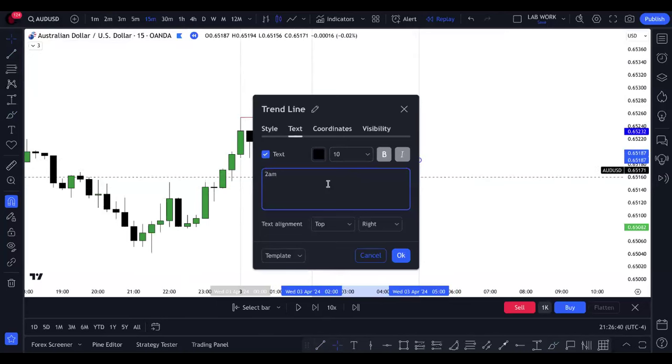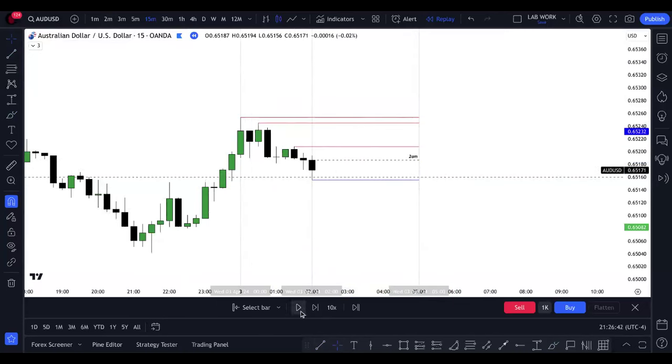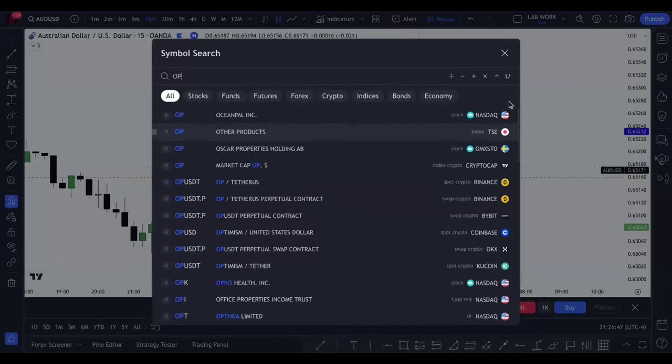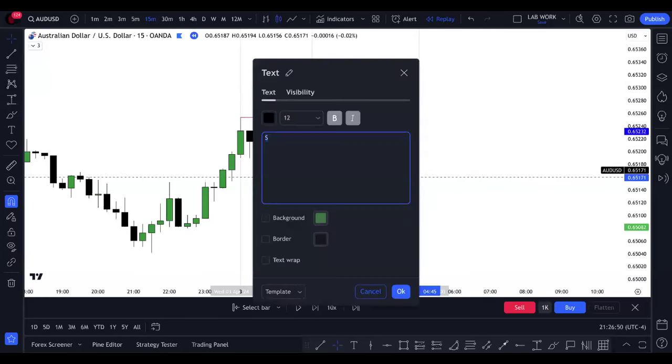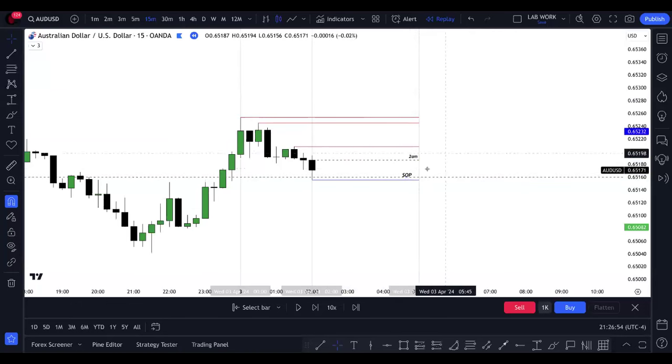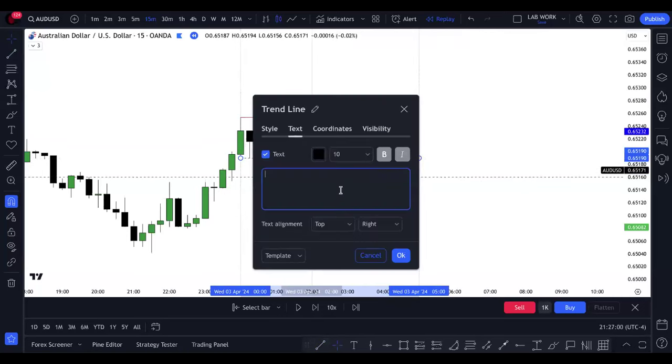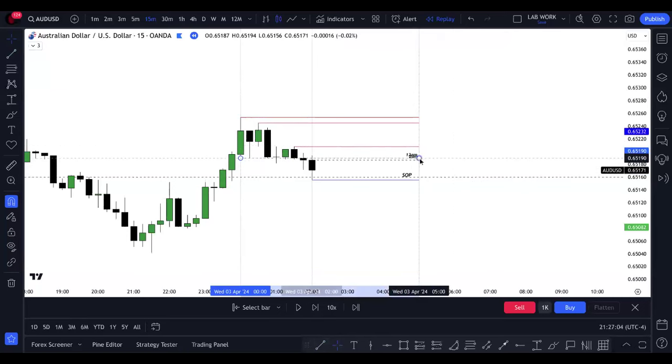That's 2 a.m. open. Once again, this is Sunday's opening price, SOP. Oopsie. SOP. Come on, TradingView. And then where's midnight opening price? Here, very close to 2 a.m. So we go 12 a.m. I'll move this over so we can see it. See how it's stacked? Cool.